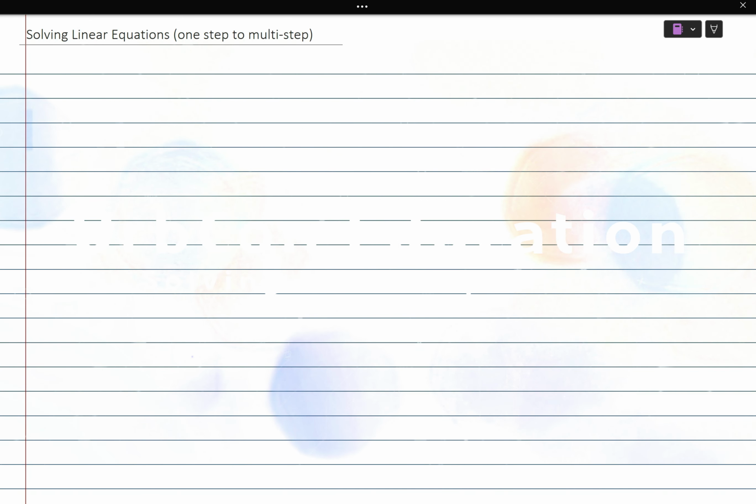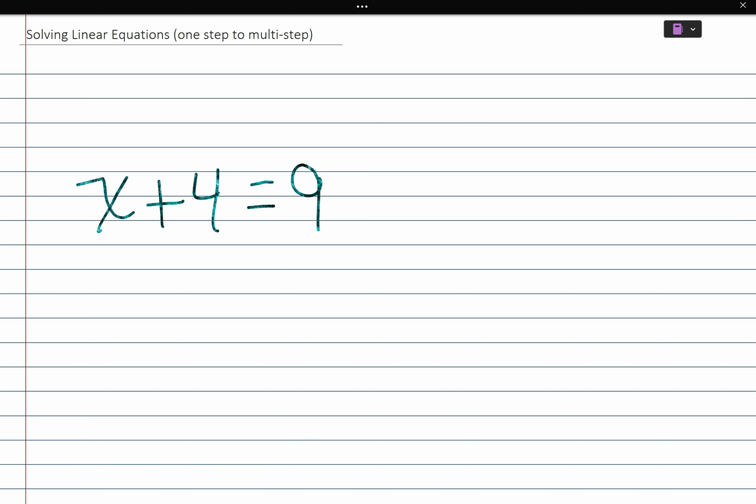Hey everyone, this mini lecture will cover solving linear equations, one step to multi-step. Our first problem is x plus 4 is equal to 9. The point is to get the x on one side and the number on the other side, so we'll have to subtract 4 from both sides. In subtracting 4 from both sides, we get x is equal to 5.